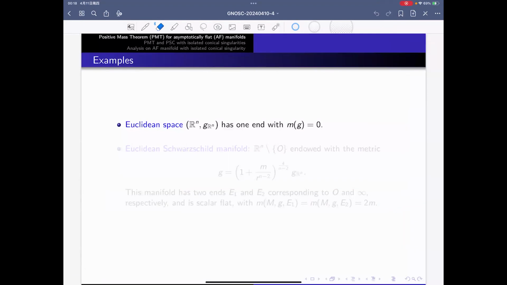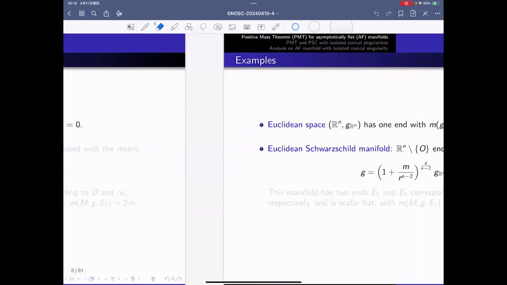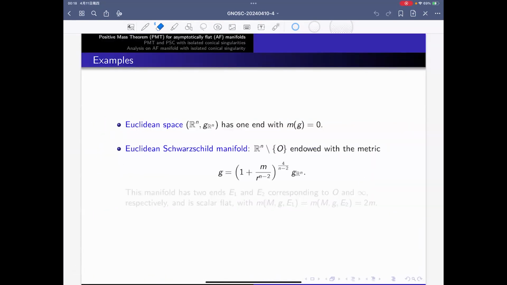Of course, the simplest example should be the Euclidean space. It has one end, and clearly its mass is 0. And then a typical example is the Euclidean Schwarzschild manifold. So now the manifold is R^n minus the origin, and the metric is given by this conformal deformation of the Euclidean metric, with a conformal factor. Here r is the Euclidean distance from a point to the origin, and we can see when r goes to infinity, this conformal factor tends to 1.